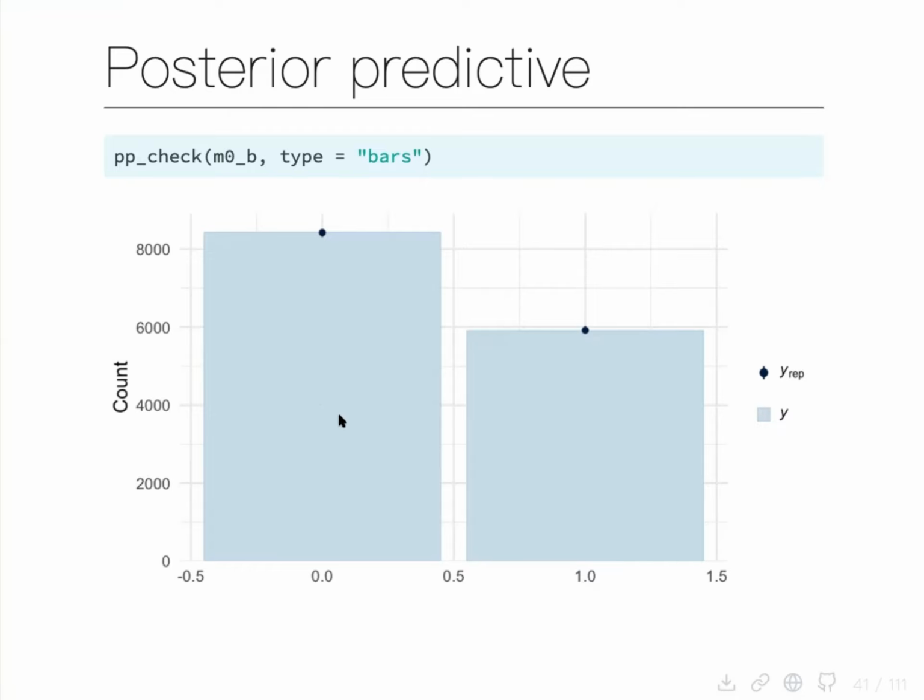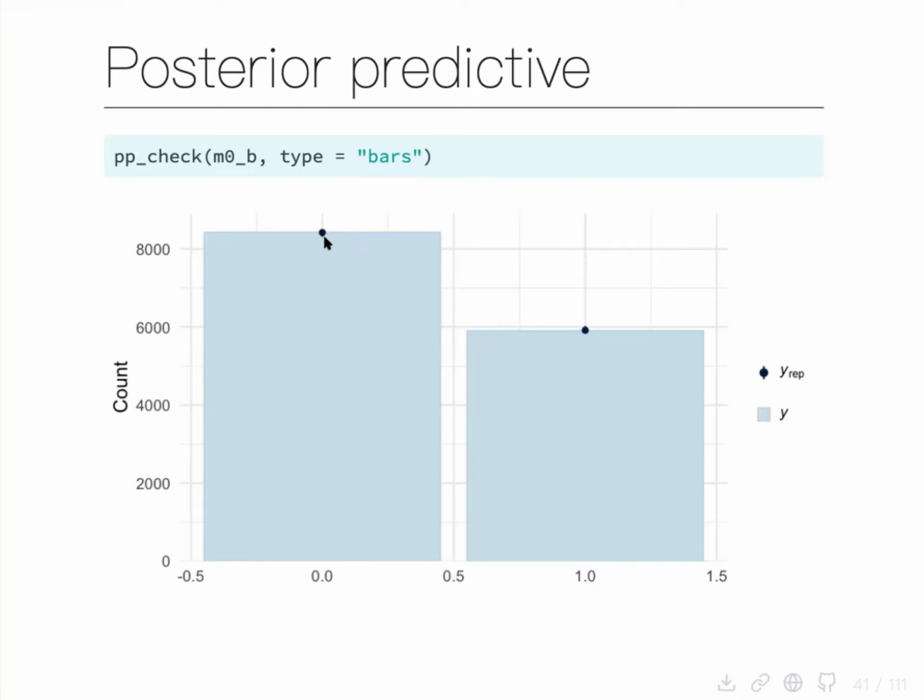So these bars are our observed data. That's our observed outcome, and this looks very similar to what we saw before with our histogram, where we have more negative tweets than positive tweets. This y rep is the repeated samples from the posterior distribution. We put that as a point, and it's a point that has a line range on it, but it's so tight here you can hardly see it.